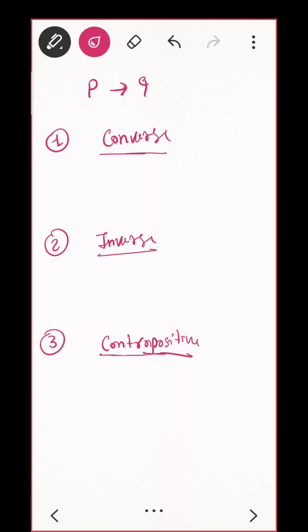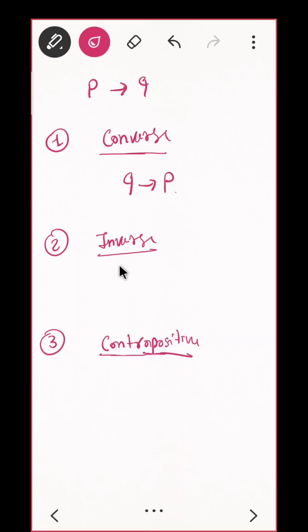So I was talking about if you are given P implies Q. There are three things we can discuss: one is converse, next is inverse, next is contrapositive. Can somebody tell me about this? What is converse? Q implies P. Okay. Others, do you agree? Converse will be Q implies P.